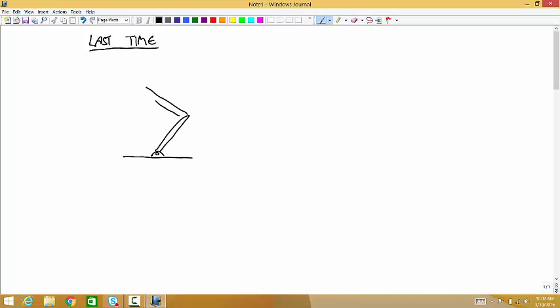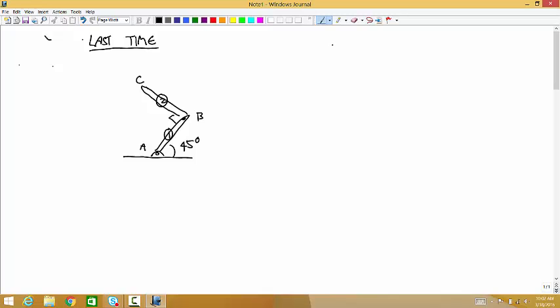So last time we were working on this problem. This pseudo leg thing. There's a pin joint there connecting these two members. I called this 1 and 2, and the joints A, B, C. That's 45. That's a right angle.